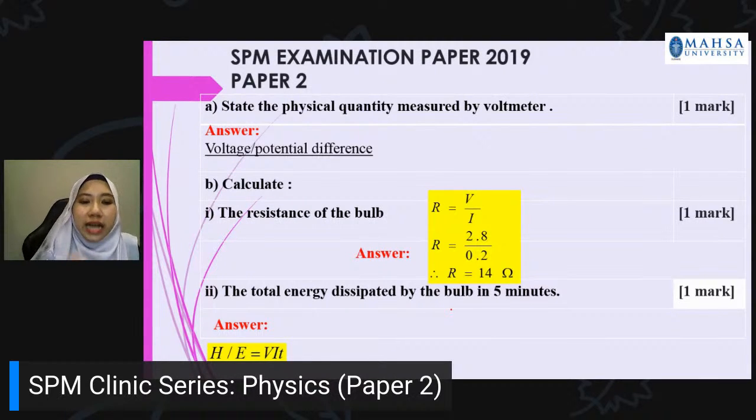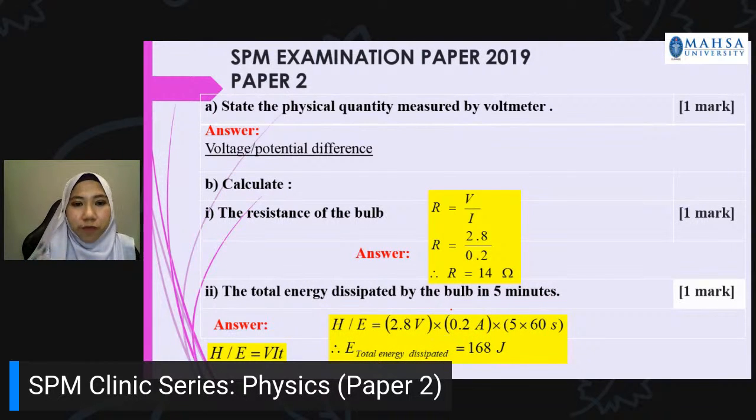is equal to VIT. V is the voltage, I is the current in the unit ampere, T is referred to the time. But here you are given the unit of the time in minutes. Remember that you need to convert to unit SI for the time, which is second. Then substitute into your formula the value of your voltage, the value of your current, and the value of your time. But time here you need to times with the 60 seconds, converting to the unit SI for the time, which is second. So the total energy dissipated is 168 joule. Simple, right, for this question?